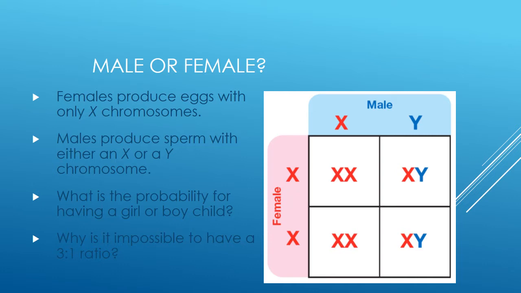All right? Does anyone have any idea why it's impossible to have a 3-to-1 ratio when it comes to this? If you'll recall, the only way we see 3-to-1 ratios is if you have two heterozygous individuals that are mating. Okay, well, females are always homozygous because they have to have two X's. Males are our only heterozygous situation, and two males cannot have a baby. So that means that's the reason why we'll never get a 3-to-1 ratio. It will always be 50-50 every time a male and female mate of whether or not they have a boy or a girl.